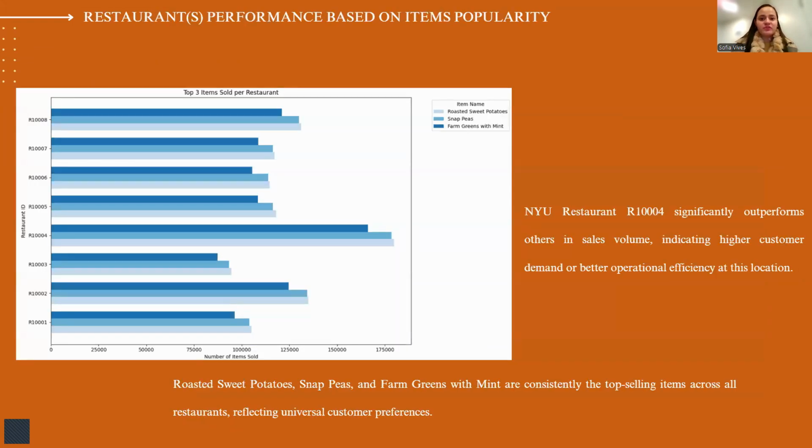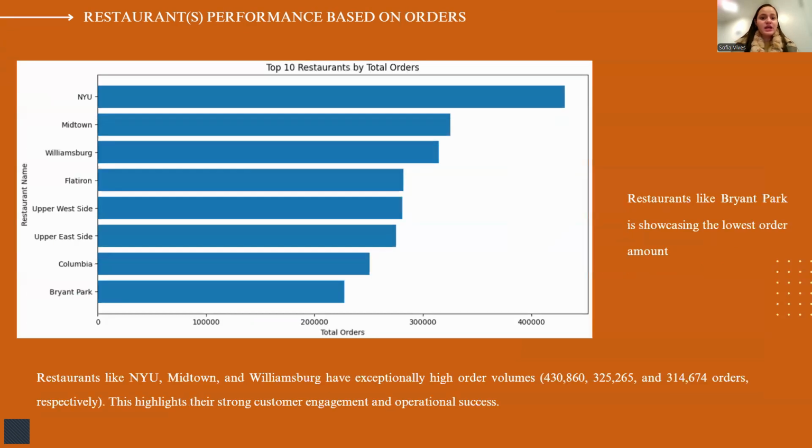Additionally, the restaurants' performance based on item popularity shows that the NYU restaurant significantly outperforms others in sales volumes. And the roasted sweet potatoes, snap peas, and farm greens with mint are consistently the top selling items across all restaurants. Even when we look into the performance based on orders, restaurants like Bryant Park show the lowest order amount, while restaurants like NYU, Midtown, and Williamsburg have exponentially high order volumes, as you can see in the number of audience following. Now passing over to Najar.